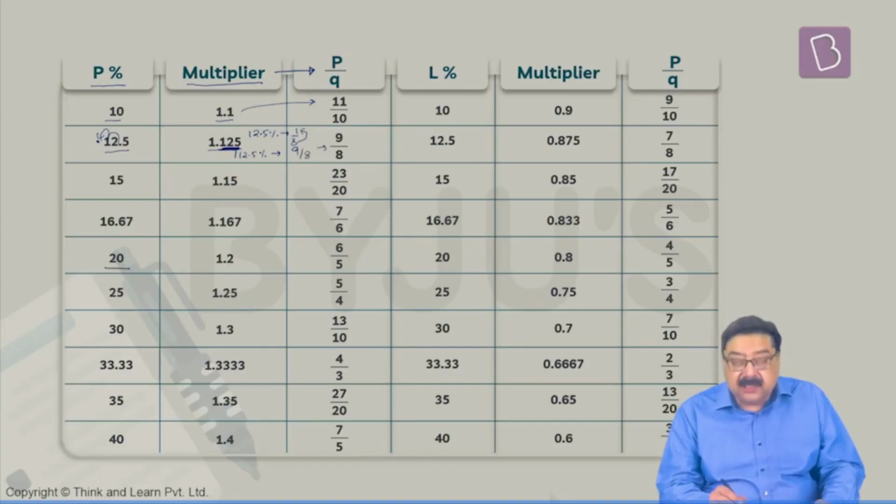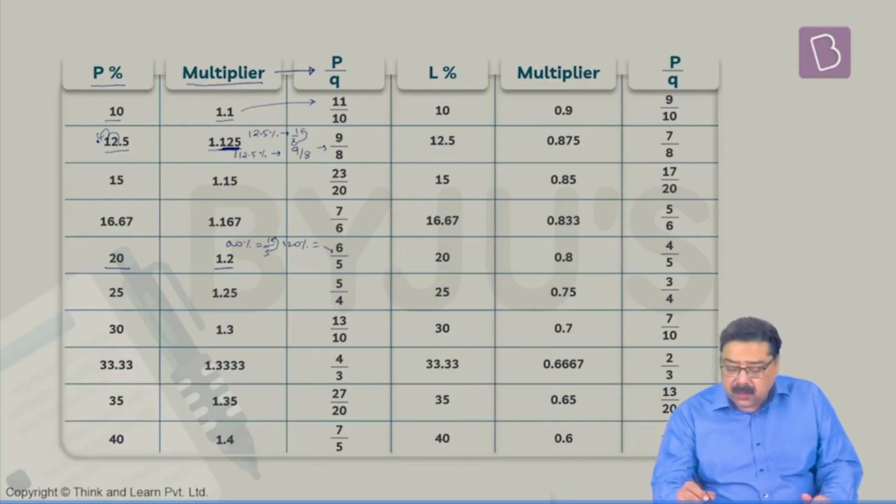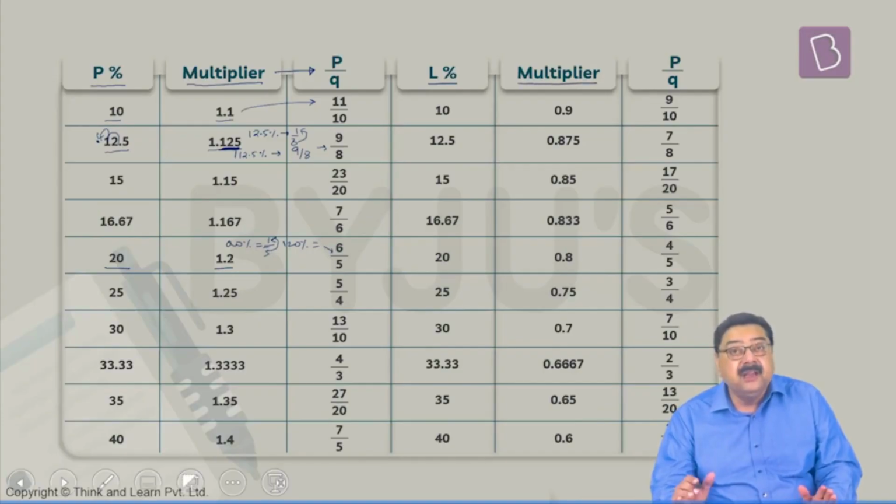Now similarly for others, 20% is 1.2 times, and 20% as we discussed is 1 by 5, the fractional equivalent. So 120% shall become 6 by 5, adding denominator to the numerator and so on. Now what if loss percent is mentioned, then what should be multiplied to the cost price to get you the selling price, and what is its fractional equivalent?